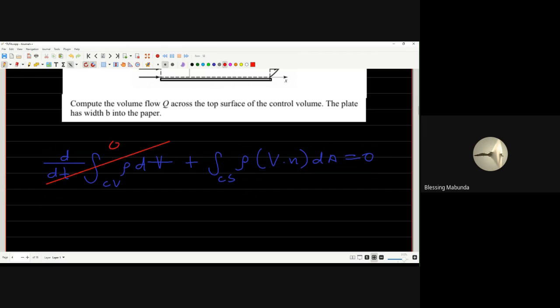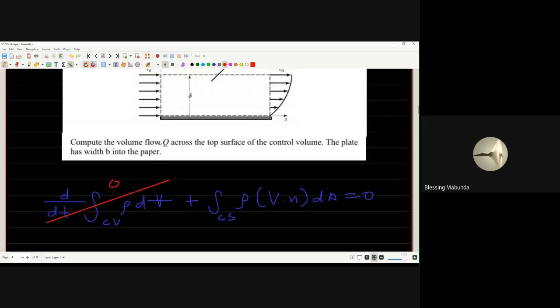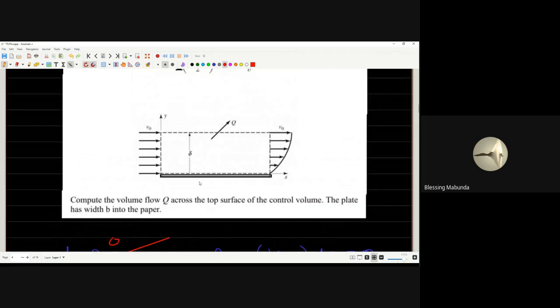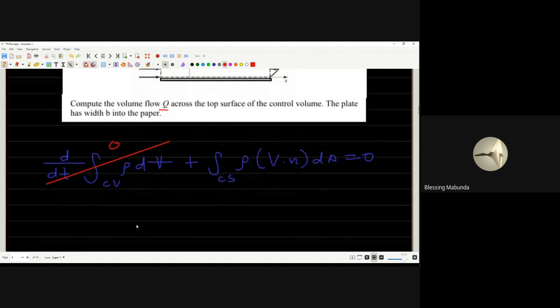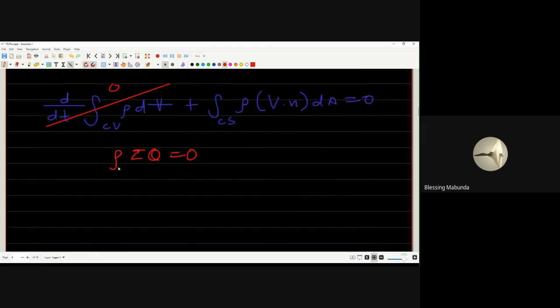There's no mention of any kind of time, right? And what we're looking for is Q across the top surface of the control volume, right? And what we note here from this equation, as we've shown before, this is simply going to reduce to rho sum of Q equal to 0. This being the volumetric flow. Since rho is a constant term, we can just divide by it.